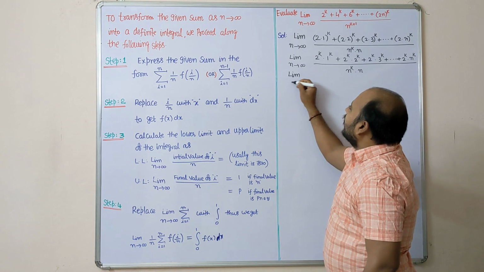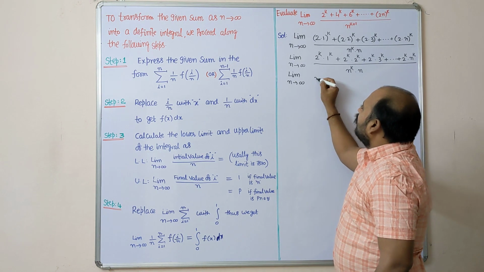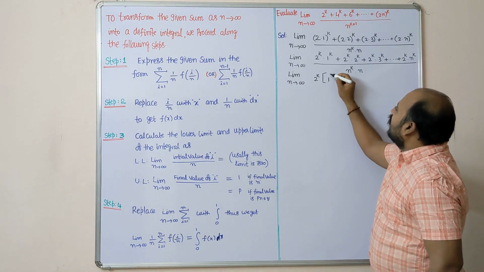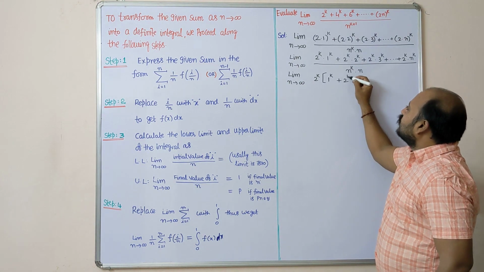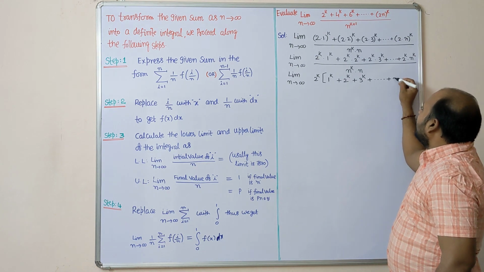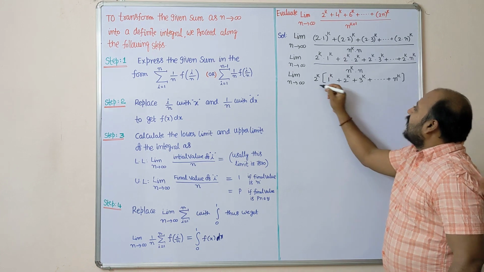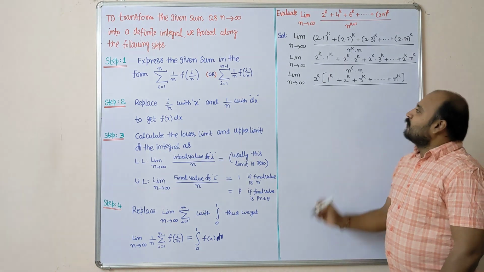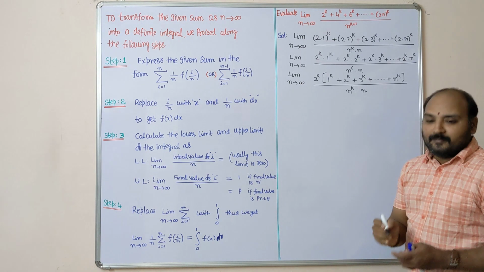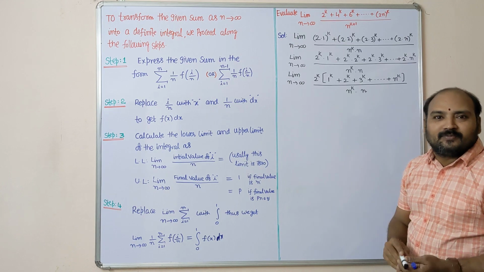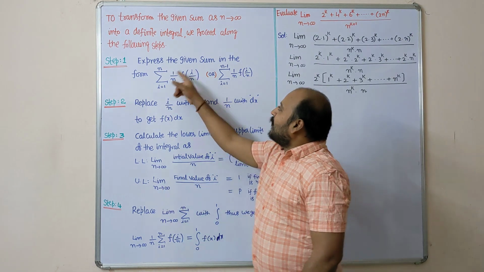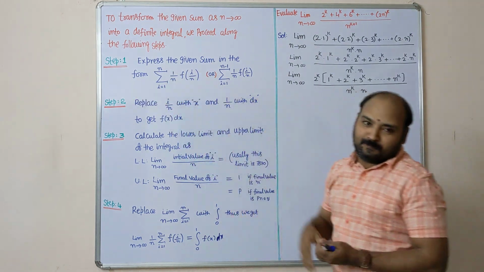Limit n tends to infinity, 2^k if we take out common, the rest of the terms 1^k plus 2^k plus 3^k plus and so on n^k, divided by n^k into n. Clear? Everyone understand now? Now come to first step. Express the given sum in this form.